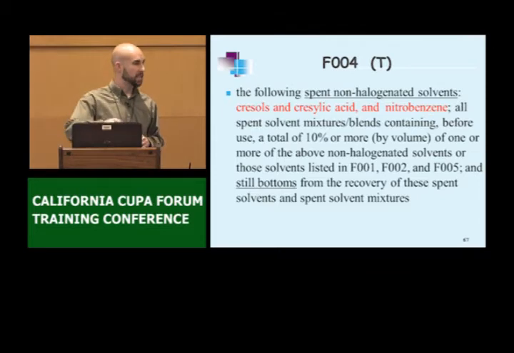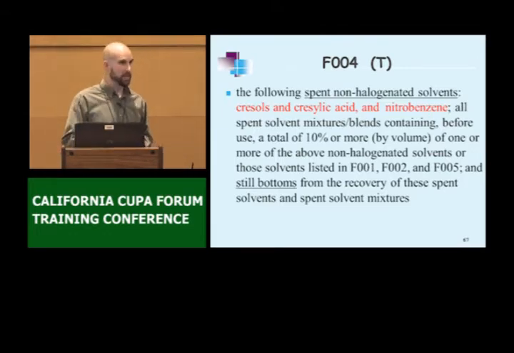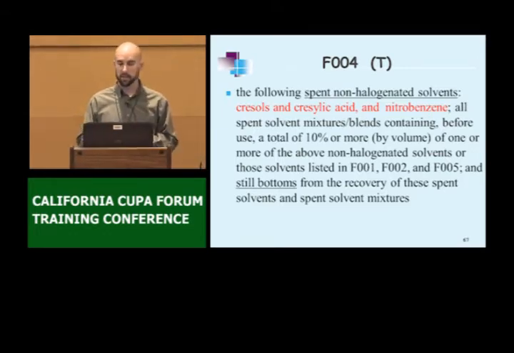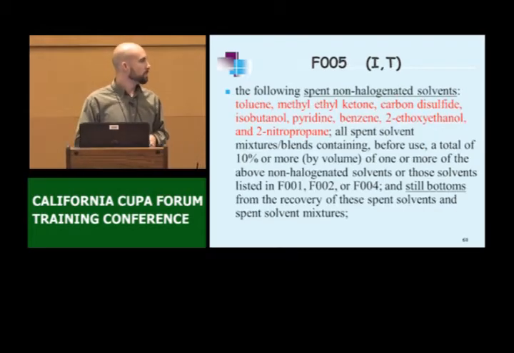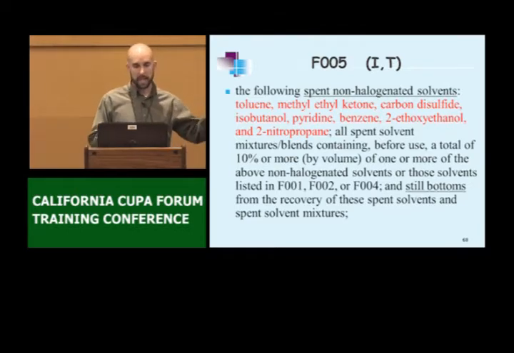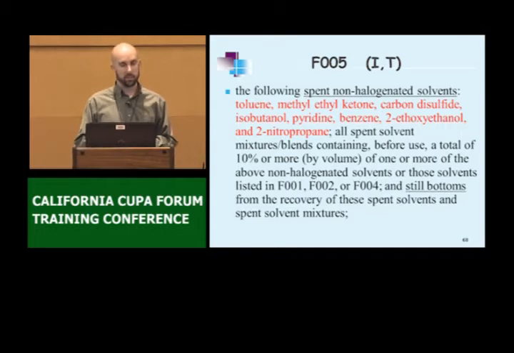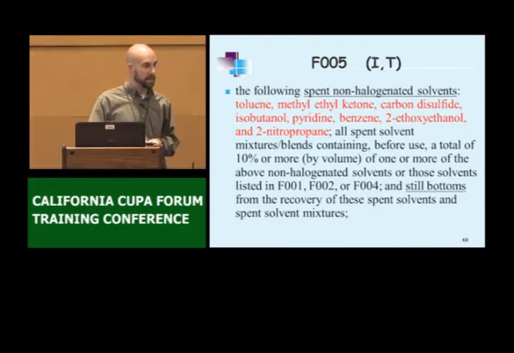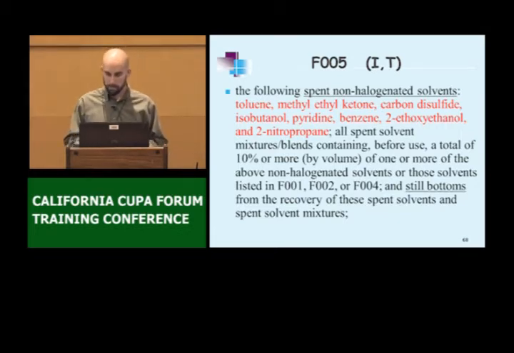F004, we're back to toxicity for its listing characteristic. Cresols, cresylic acid, nitrobenzene, all again 10% or more of any mixture or blend, including the F1, 2, and 5. And we're at F005, ignitability and toxicity are the reasons it's listed. Toluene, methyl ethyl ketone, carbon disulfide, benzene, some examples of the F005 listing. And again, same definition as those others, 10% or more of any combination.